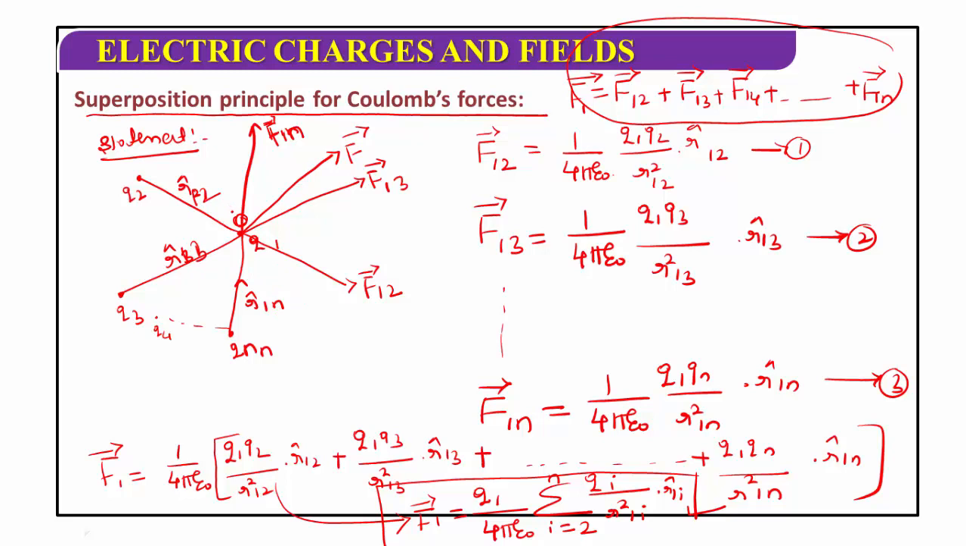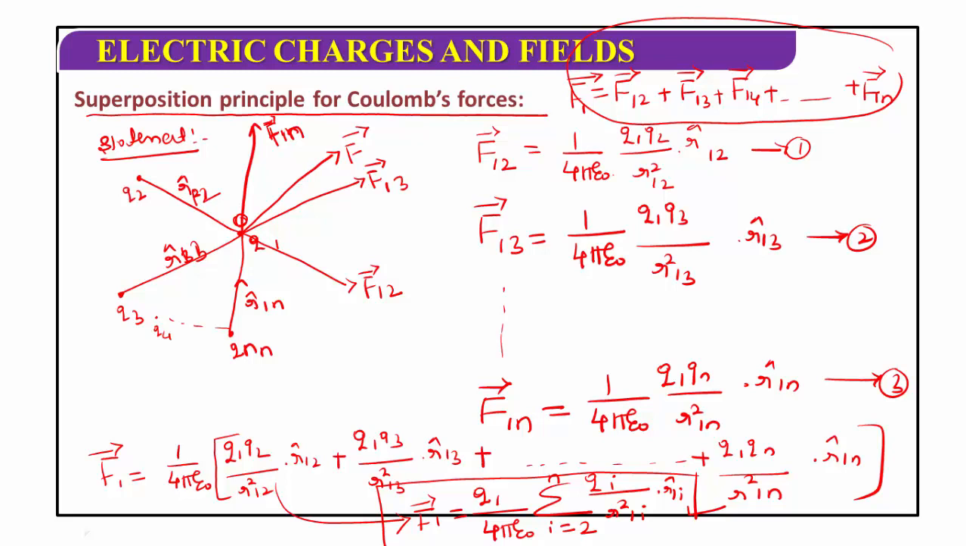r12 means unit vector in the direction from q1 to q2. r13 means unit vector in the direction from q1 to q3, like that. r1n means this is the unit vector in the direction from q1 to qn. Which is the expression for which equation do we call this? Expression for the resultant force between the multiple charges.